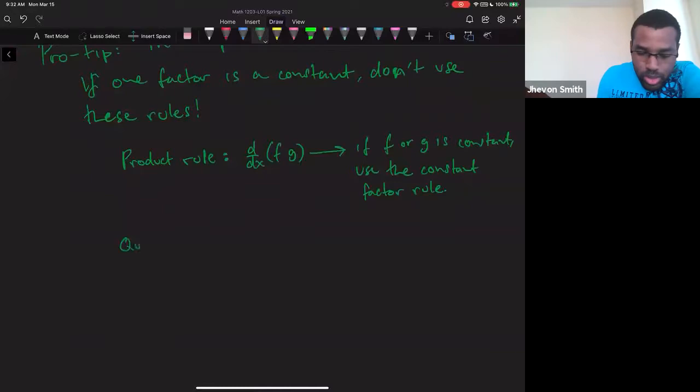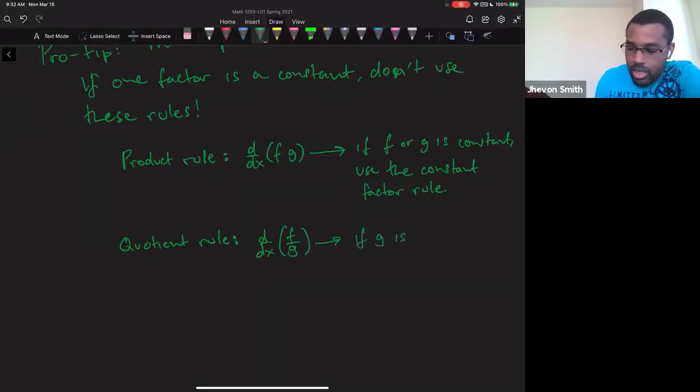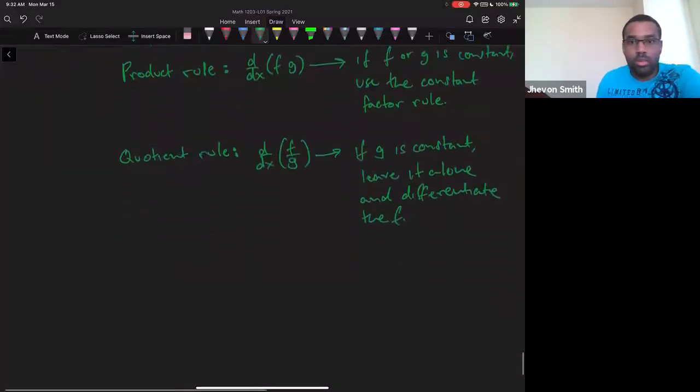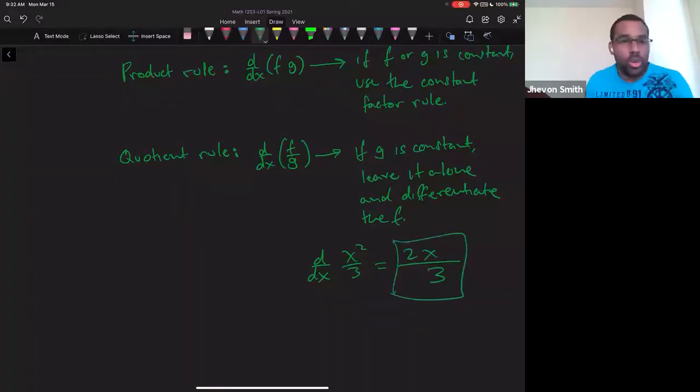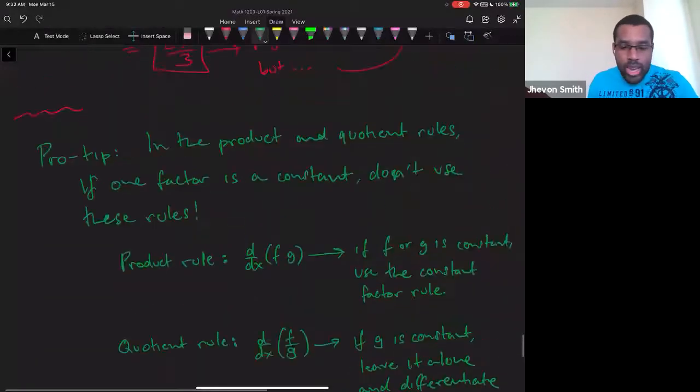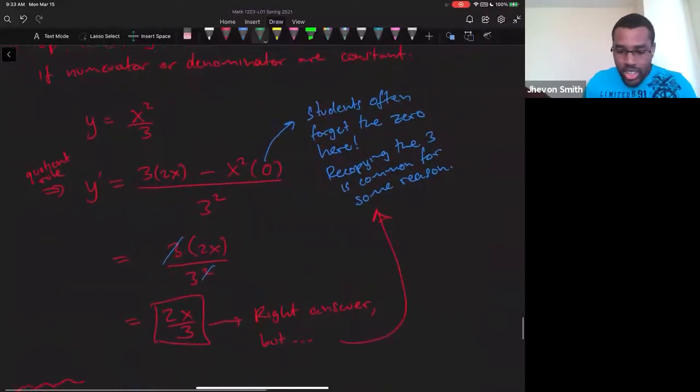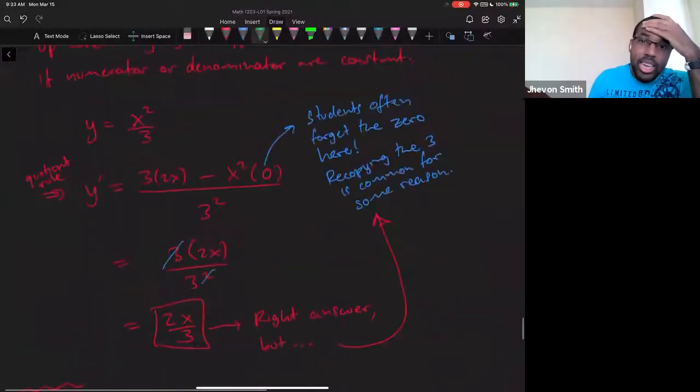In the quotient rule, you want to find d dx of f over g. And here's the thing, if g is a constant, all you have to do is leave it alone and differentiate the f, and you're done. Right? So for example, if I had the derivative of x squared over 3, I could literally just leave the 3 alone and differentiate the top, and that's the answer, right? I could get to it so much easier conceptually. Why would I do this when I could literally just do that in my head? Even if you get this right, why would you put yourself through that, right?